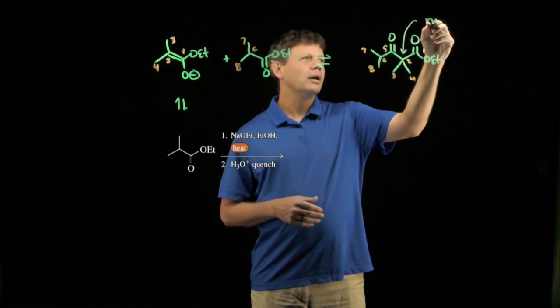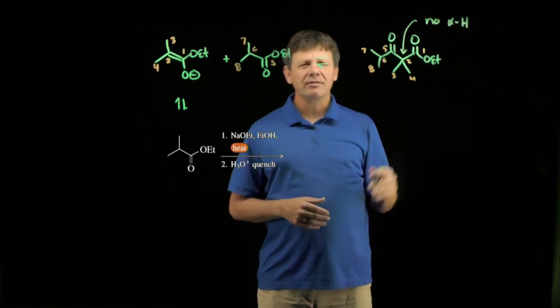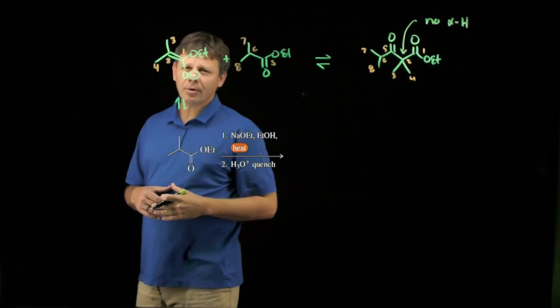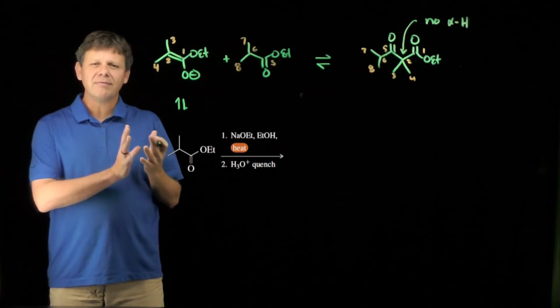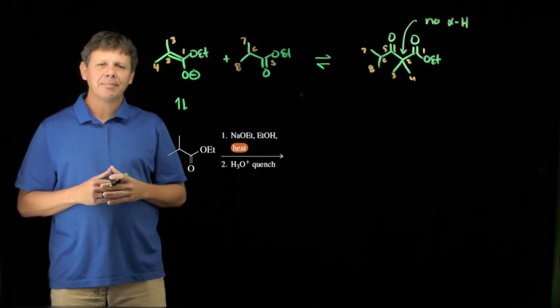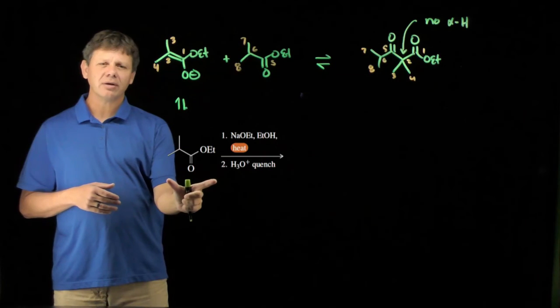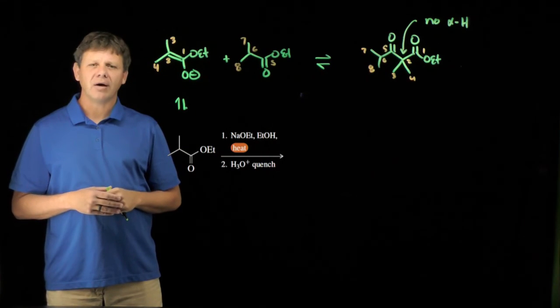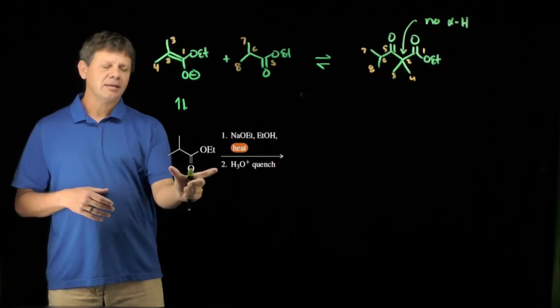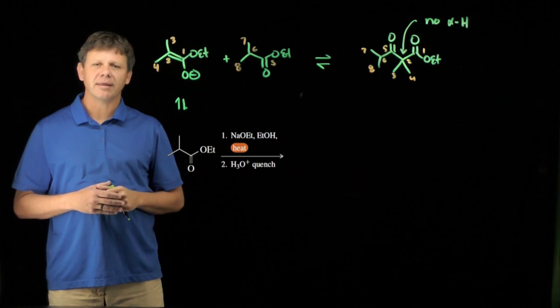There are no alpha hydrogens. So the step that's going to be favorable, the step that's going to be the driving force for the Claisen can't happen here because the ester we started with only had one alpha hydrogen. For that reason, this ester will not do the Claisen reaction.